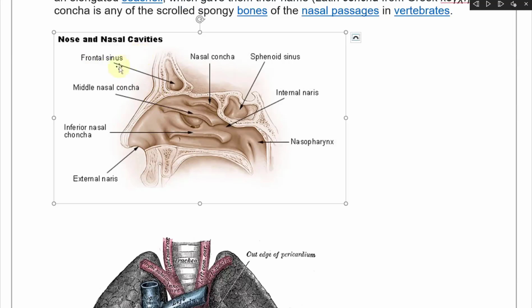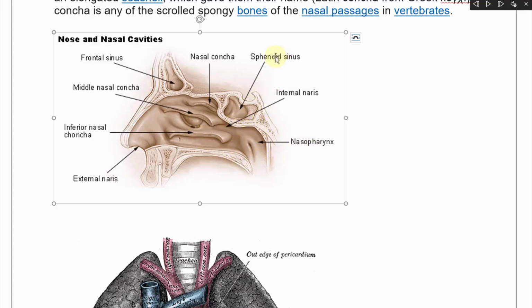Nose and nasal cavities. There's a frontal sinus. There's a middle nasal concha over there, and there's an inferior nasal concha over there, the lower one. It's the middle, the top. That's a very interesting shape of that bone there. And there's an external naris, that opening, and a nasopharynx, the pharynx near the nose. And this is the internal naris.